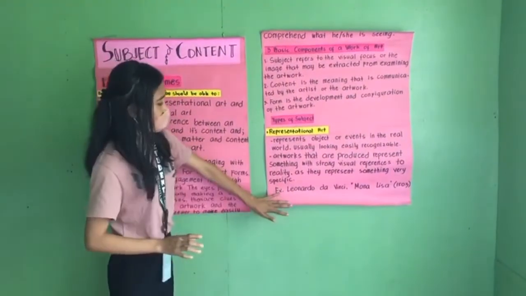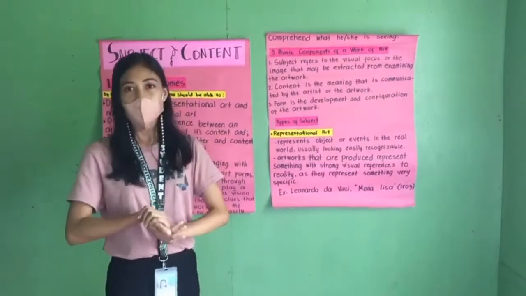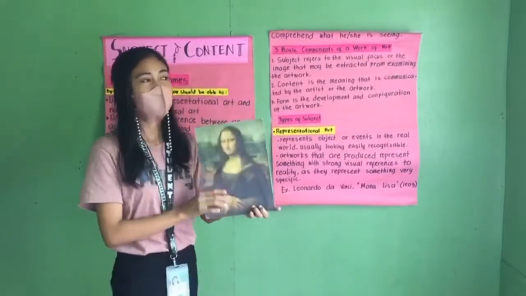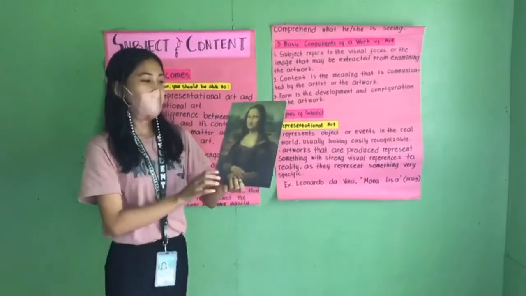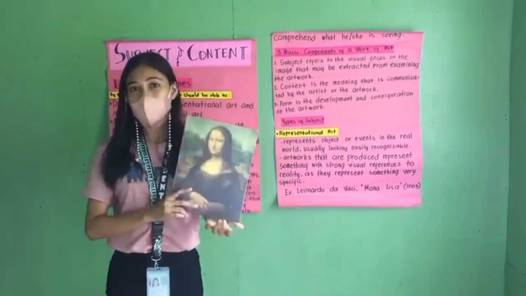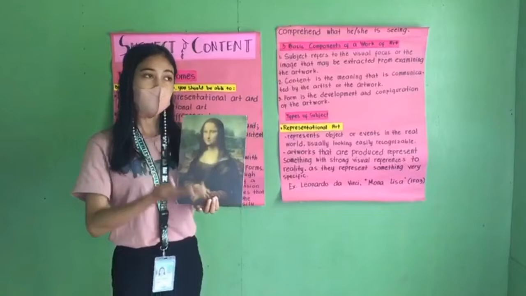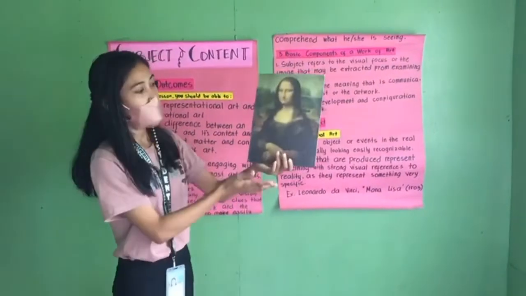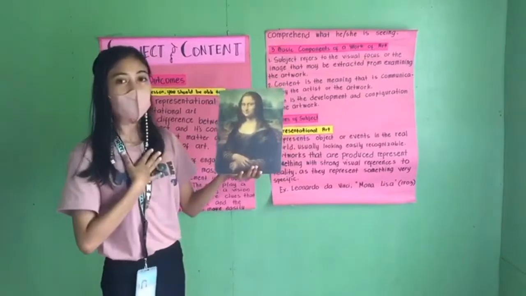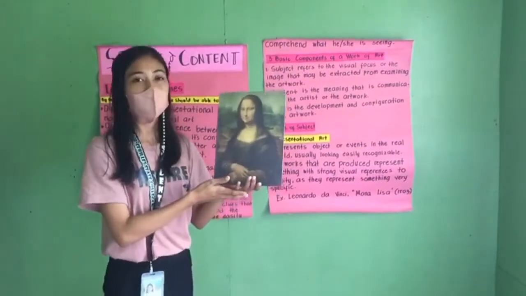I have here the example of Leonardo da Vinci, which is the painting of Mona Lisa. Here, this is Mona Lisa. Mona Lisa is an example of representational art because Mona Lisa is a real person. It is a portrait. This is the portrait of Mona Lisa, but the true name of Mona Lisa is Lisa Gherardini. She is the wife of a merchant.